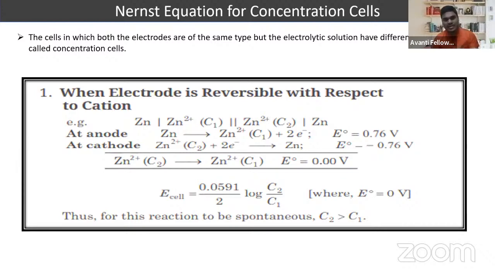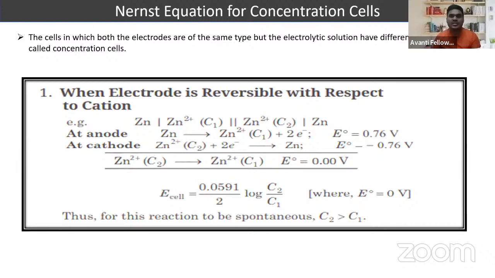You must always remember, they are cells in which both the electrodes are the same. That is, in one beaker we have zinc, and in another beaker we also have zinc, but the electrolytic solutions have different concentrations. That's why they are called concentration cells.